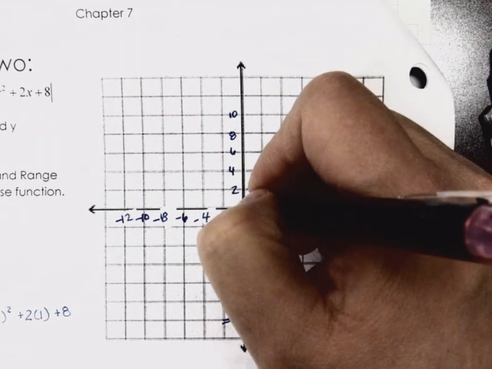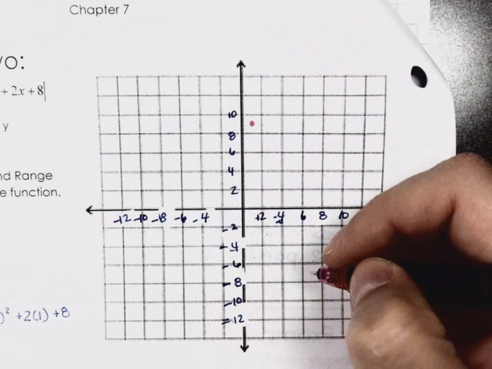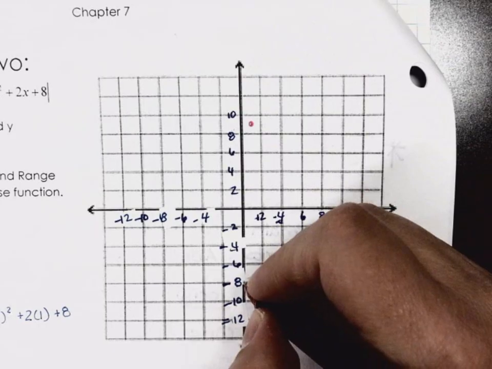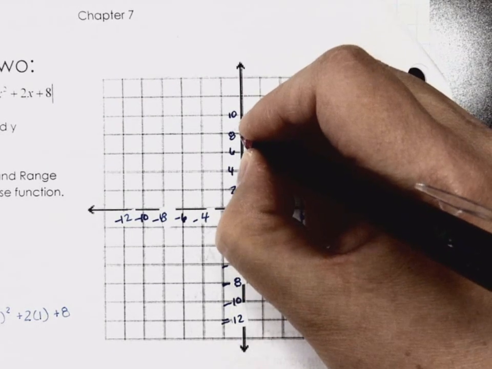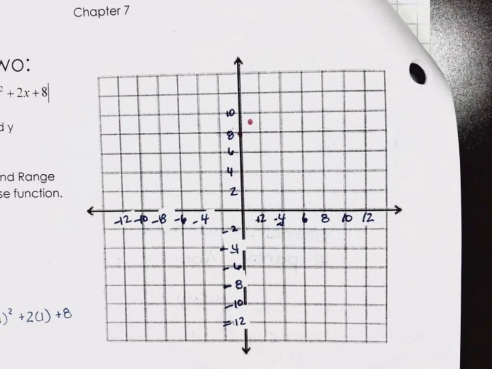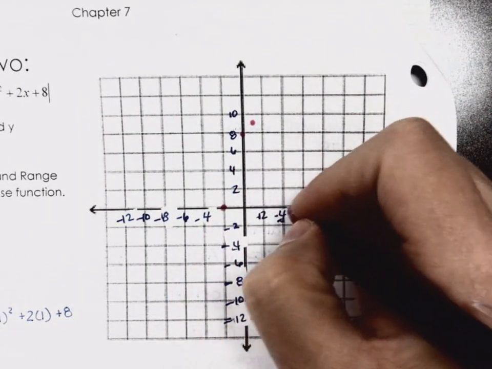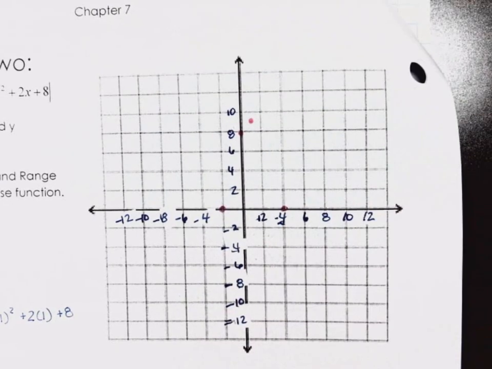I have 1 and 9. So my vertex is right there. I have a y-intercept at positive 8. And I have x-intercepts at negative 2 and positive 4.